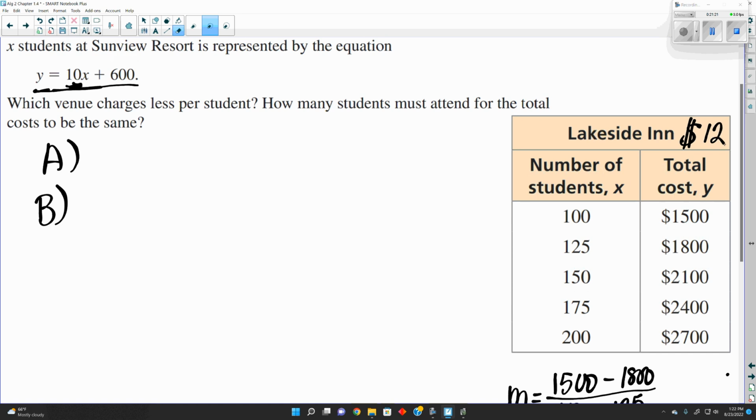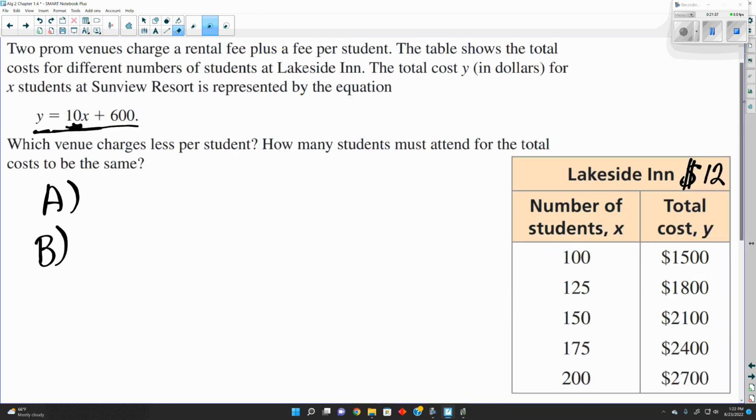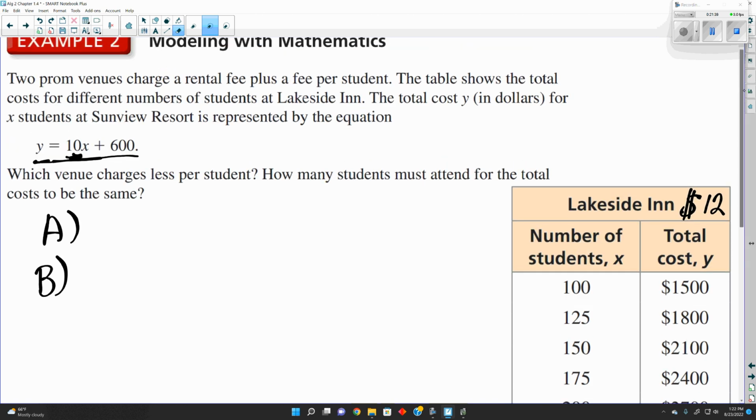Well, you're going about the right way, because we need the initial cost eventually. But for the first part, we don't, because we're just seeing which one charges less per student, which would be Sunview Resort. Right. Now we are going to need to know the initial cost to figure out at what point they are going to be the same.